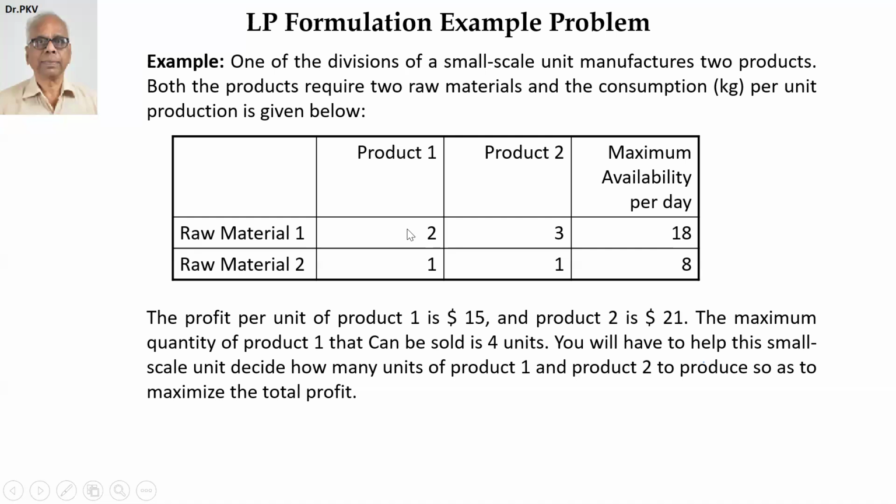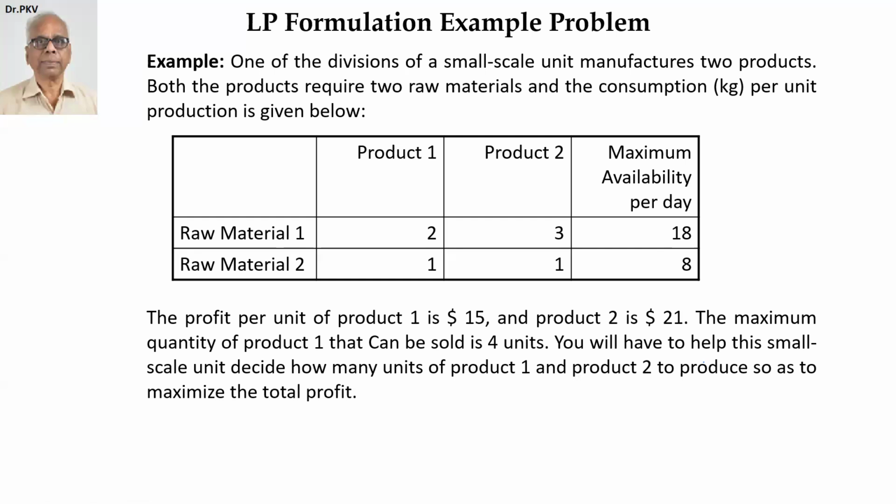And product 1 requires 2 units of raw material 1, and product 2 requires 3 units of raw material 1. Product 1 requires 1 unit of raw material 2, and product 2 requires 1 unit of raw material 2, and the maximum availability is not to exceed 18 kg for raw material 1 and 8 kg for raw material 2.